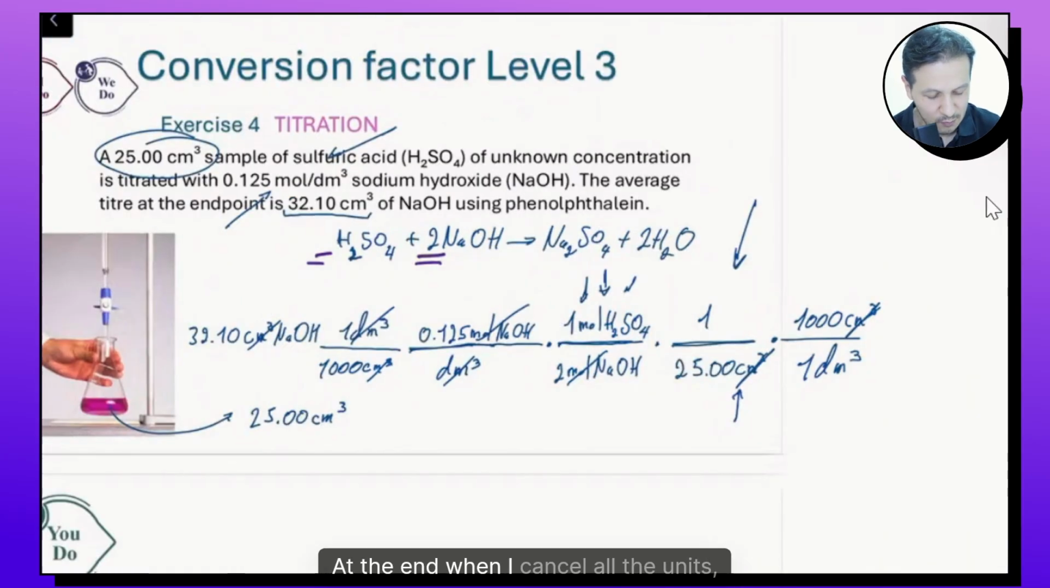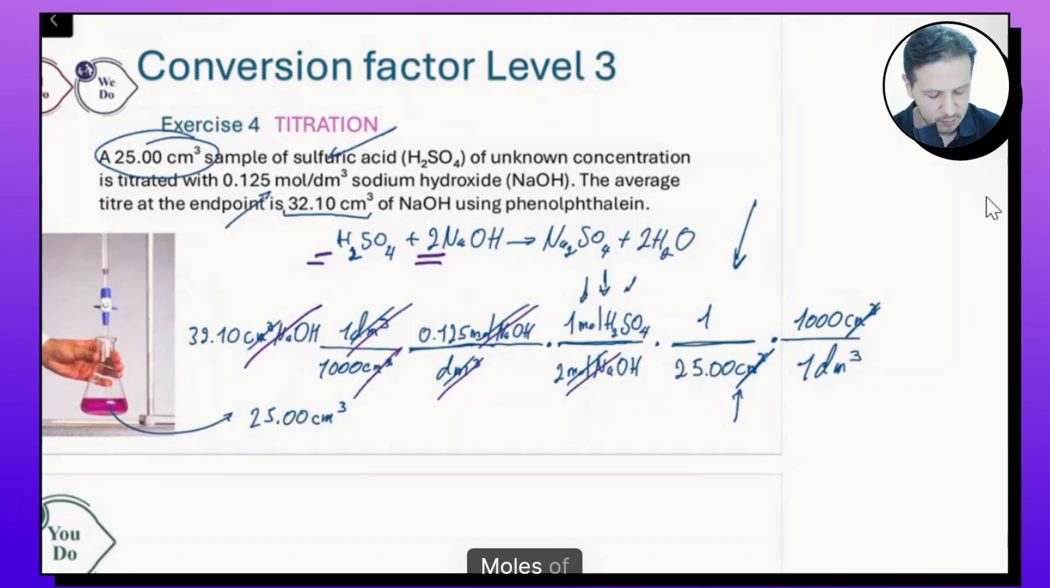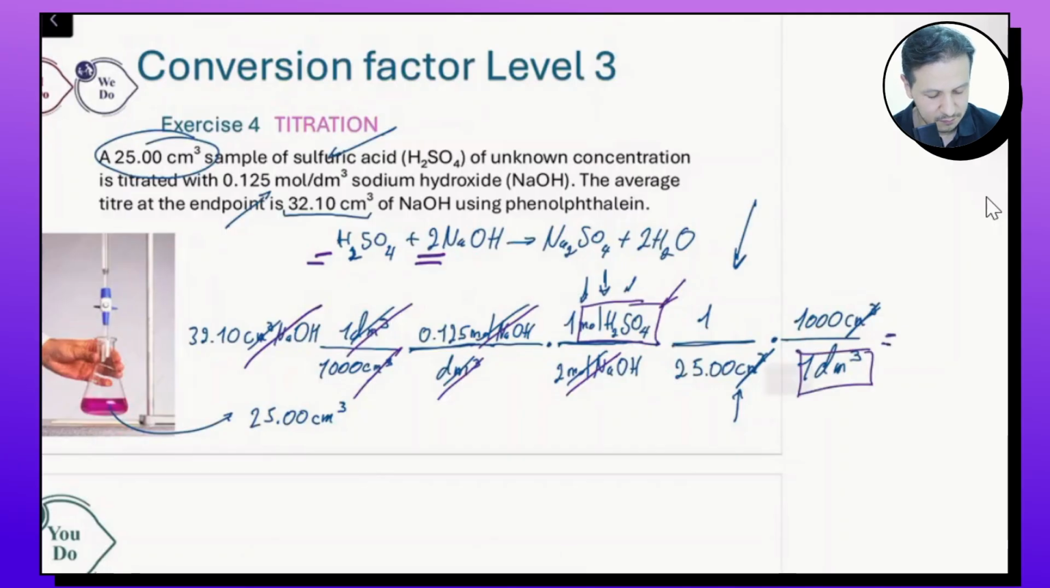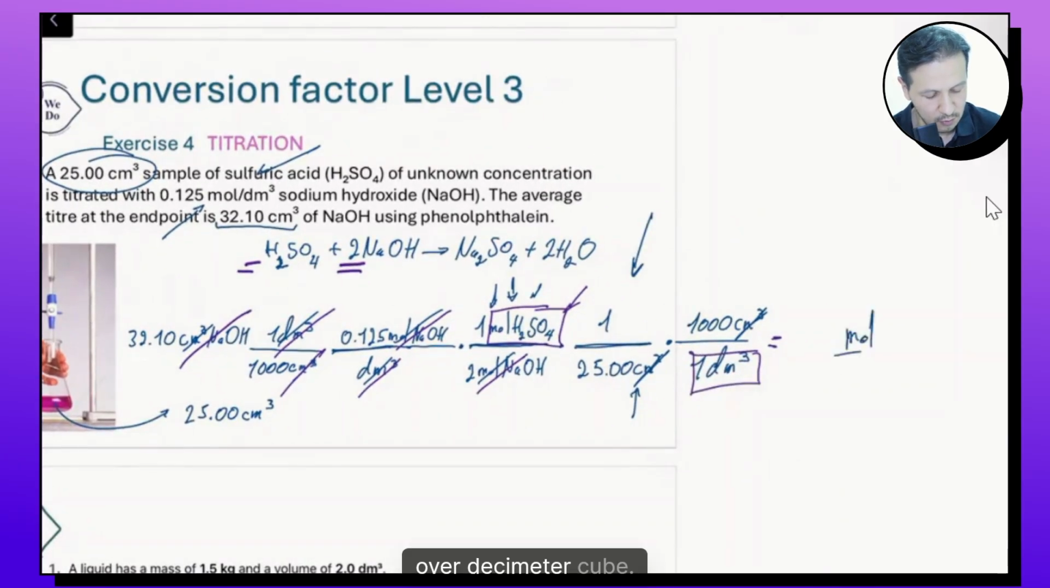At the end, when I cancel all the units, I will use different colors. Decimeters, moles of sulfuric acid. I don't cancel moles of sulfuric acid because I don't need to cancel that one, and there is no other pair to cancel it. Moles of sulfuric acid and decimeter cubes are the ones that we have at the end. So this is moles over decimeter cube.